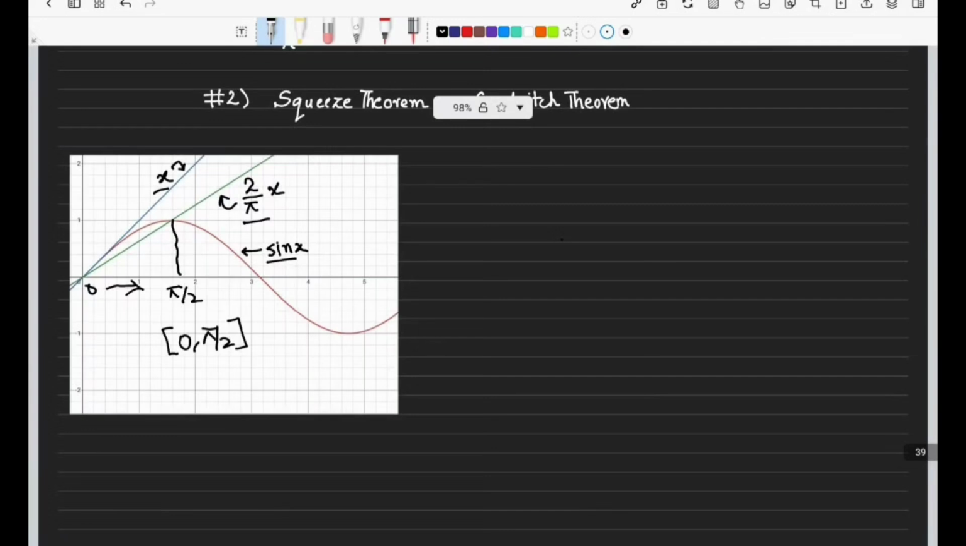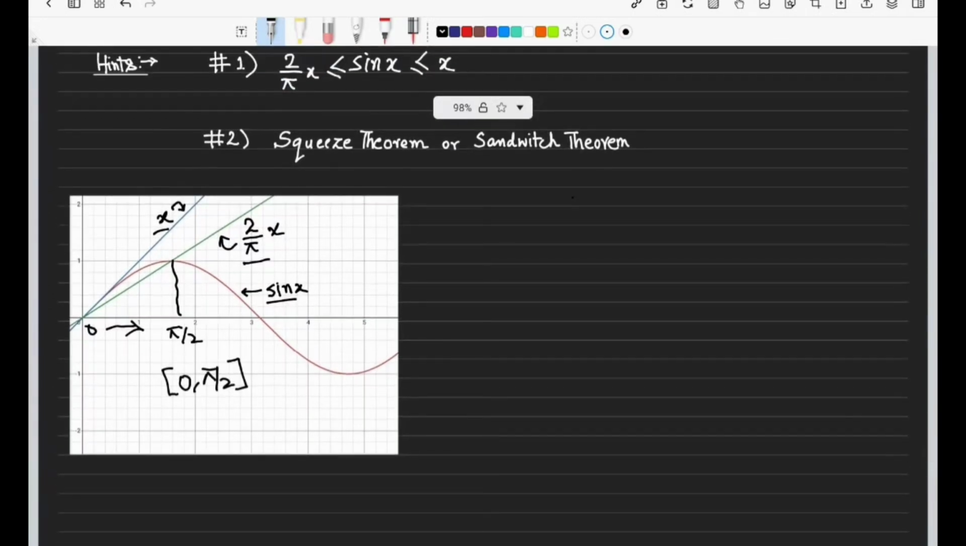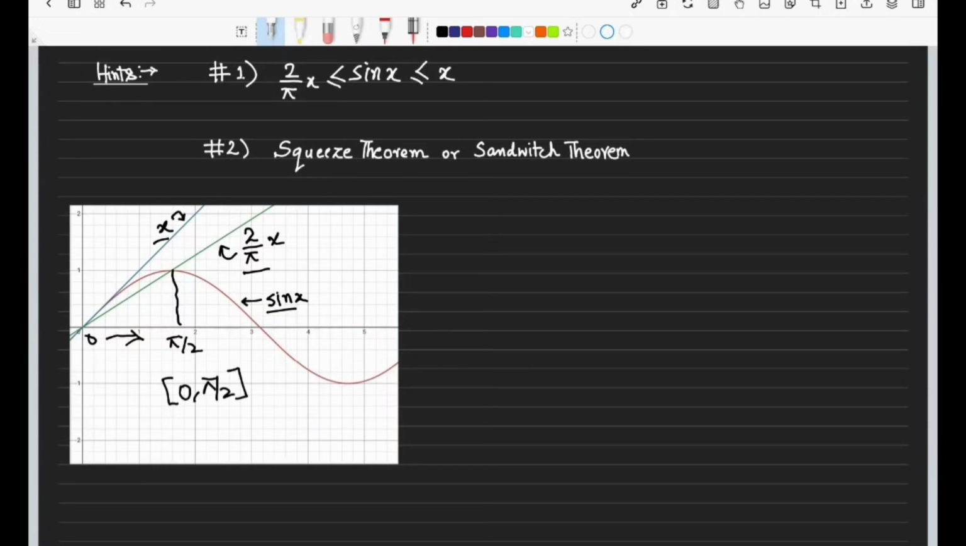Also, just for general knowledge, you may know that this inequality is called the Jordan's inequality. This is known as the Jordan's inequality, right?